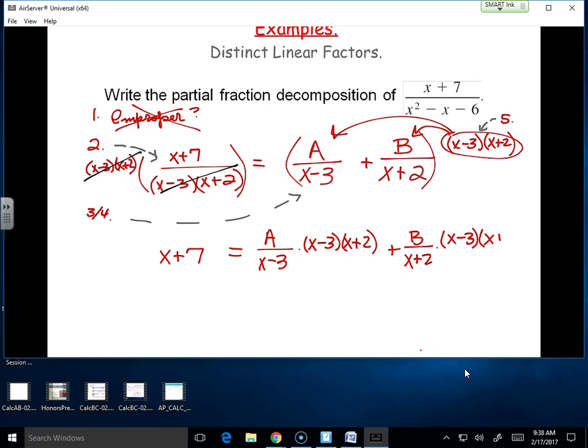Both terms need the entire product, x minus 3 times x plus 2. Both of them need it. But what do you guys notice about each of the terms? Yeah, whoever a was over, that's going to go ahead and cancel because they're going to match. Whoever b is over, that's what's going to cancel because they're going to match. And what do we have left? x plus 7 equals a times x plus 2 plus b times x minus 3.